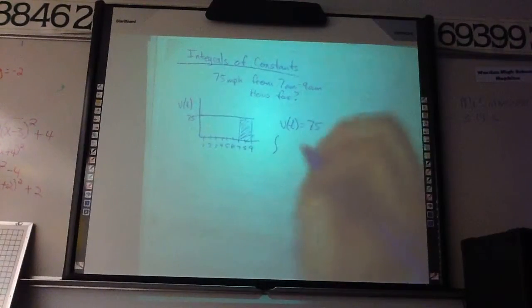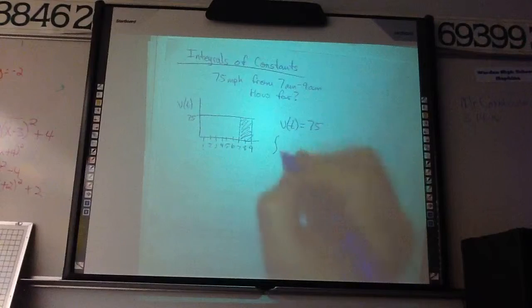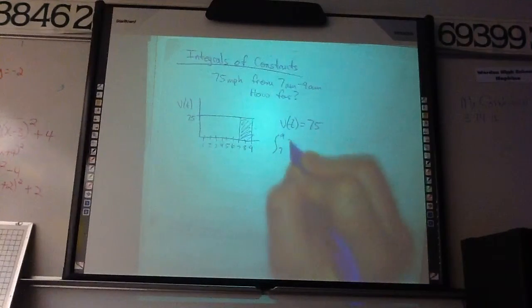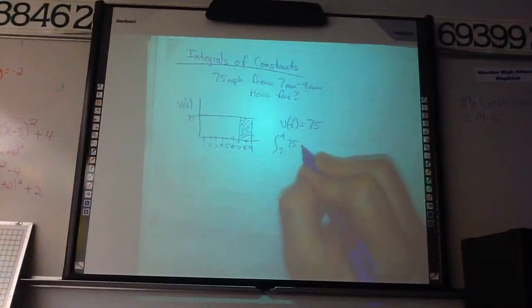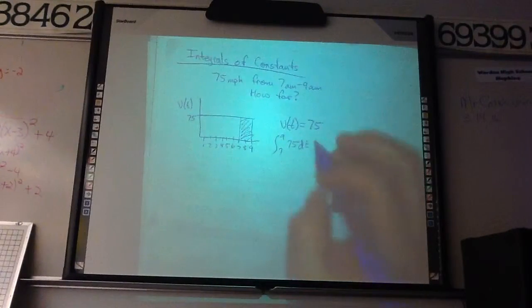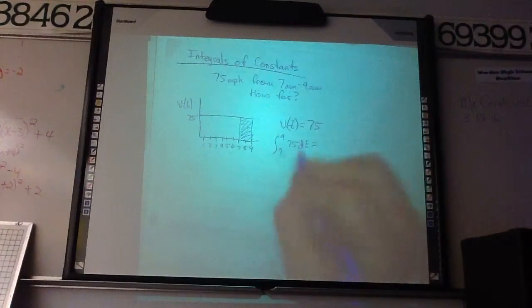What'd you get? What'd you put here? 7 to 9? Yeah. What's your function? 75. If you list V of t up here, you could put V of t right here, or you could just write this part, it doesn't matter. 75 d dt. You could argue for x, but I like t in this case because of time. Whatever your independent variable is, you can use x or t. So that's how you would write it.